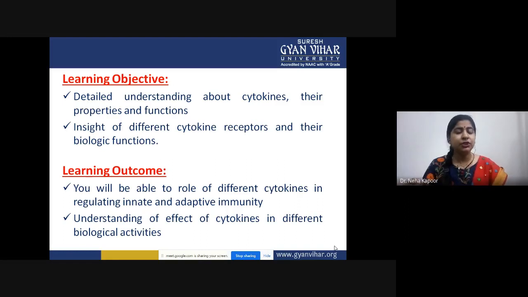At the end of this lecture, you will get to know the role of different cytokines secreted by different types of cells in response to certain infections, and how they help the immune system to regulate the response and to cater to the infection.